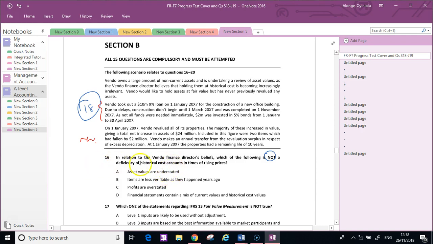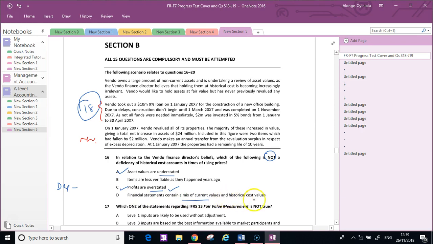So generally with historical costs, unfortunately, asset values are understated. That is true, because we're not revaluing them. Profits are overstated. Because you're not revaluing them, they've probably increased in value, and because you haven't revalued them, depreciation is quite depressed, still low. So this is true. These are definitely deficiencies. The fact is asset values are understated, profits are overstated.